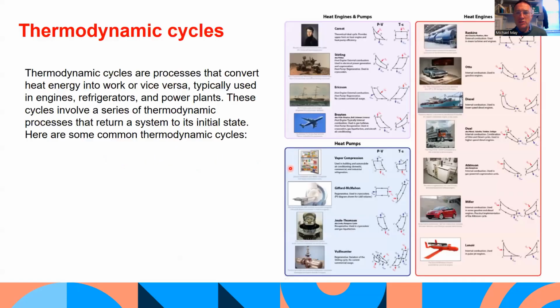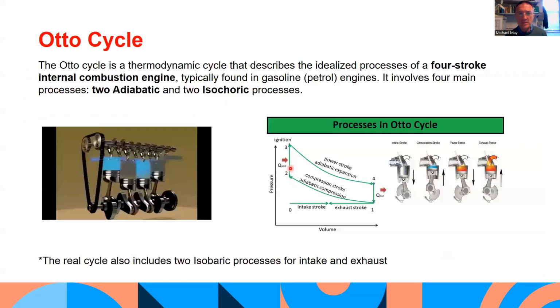Right, so just going through some common thermodynamic cycles to show you where those processes occur. So the thermodynamic cycles are processes that convert heat energy into work and vice versa, typically used in engines, refrigerators, and power plants. These cycles involve a series of thermodynamic processes that return a system to its initial state. And here's some common thermodynamic cycles.